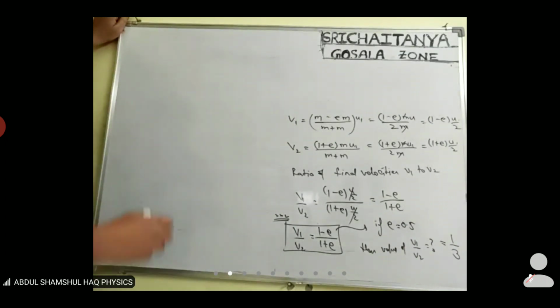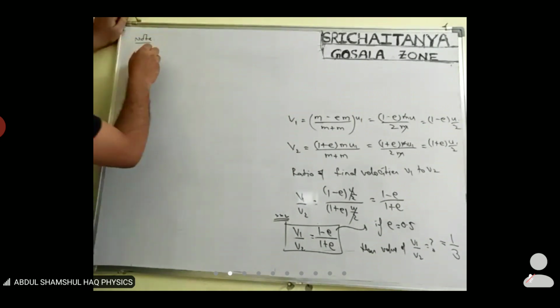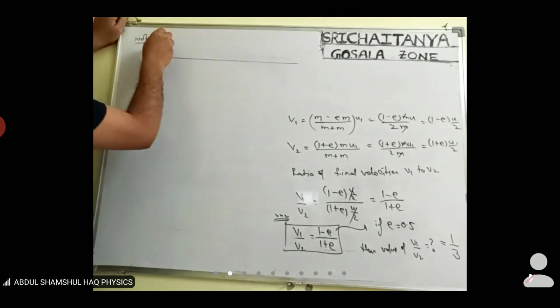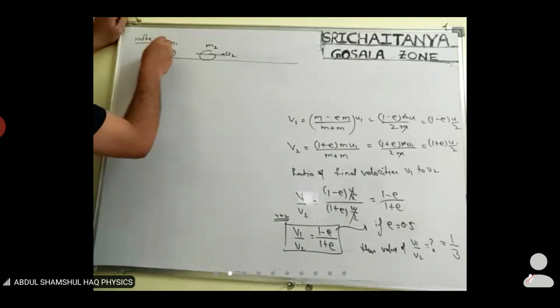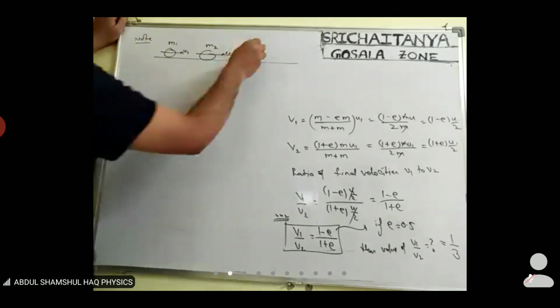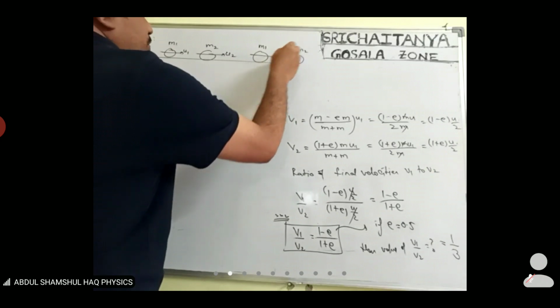So now, students, in the same point here, we have to find the loss in energy. Suppose, for example, the first body is m1 and the second body is m2. This is moving with velocity u2, and this with u1. The first body moves with v1 and the second body moves with the speed v2.